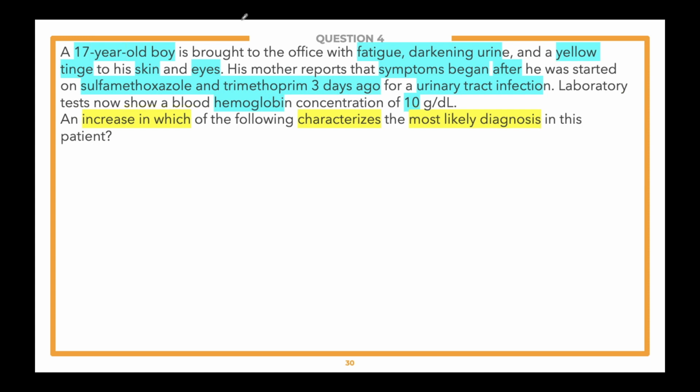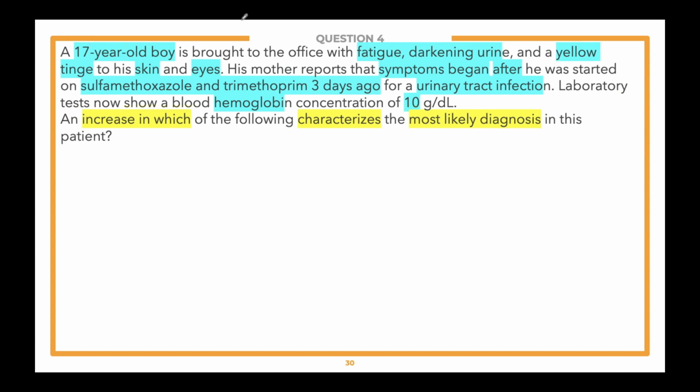So once again, we are now told this is a 17-year-old boy, and he's coming in with some concerning signs and symptoms: fatigue, dark urine, and a yellow tinge to the skin and eyes. Okay. We're told a little bit of temporal history about when this started, what he was doing, what he took before that. We also get one lab value as well. So you want to make note of that. You want to make note of the potential inciting event or precipitating event in this case. Okay. So then they're asking us about an increase in what would characterize the most likely diagnosis.